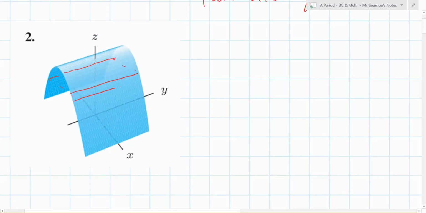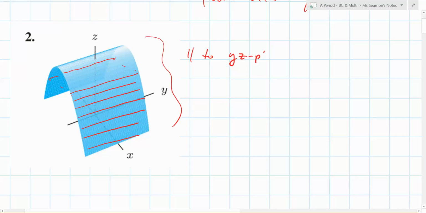So those two red lines then get thrown down to the XY plane, and then you have another cut. All of these cuts are going to be parallel to which plane? Not the XY plane, the YZ plane. So all of these right here are parallel to the YZ plane.